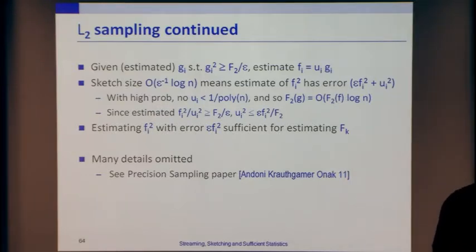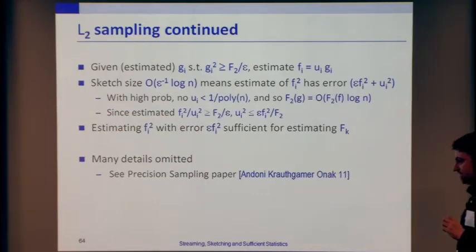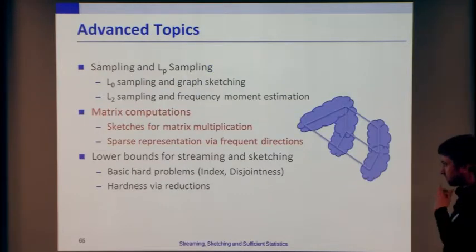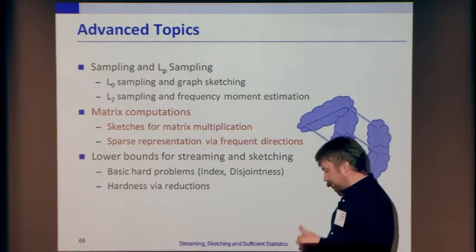So what does this say? This says that when you put all these details together, we can use L2 sampling to give us pretty good bounds for Fk estimation. Okay, so that was Lp sampling.